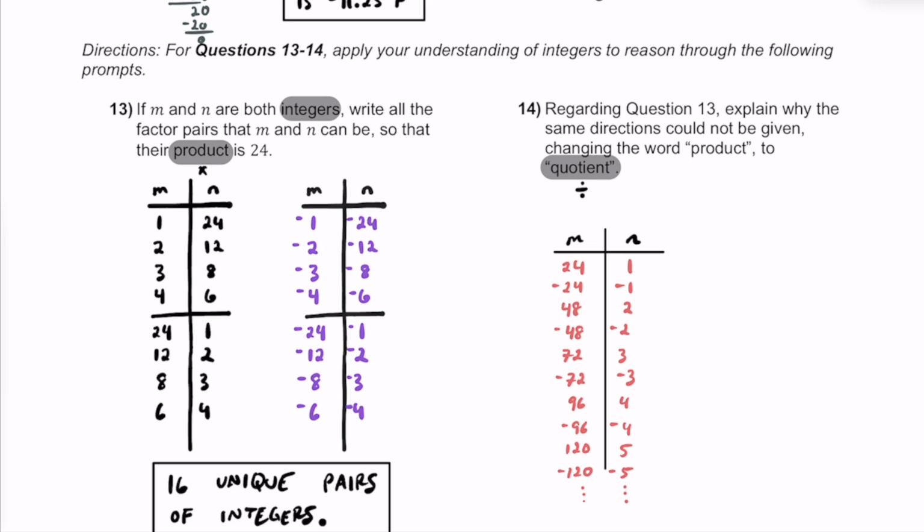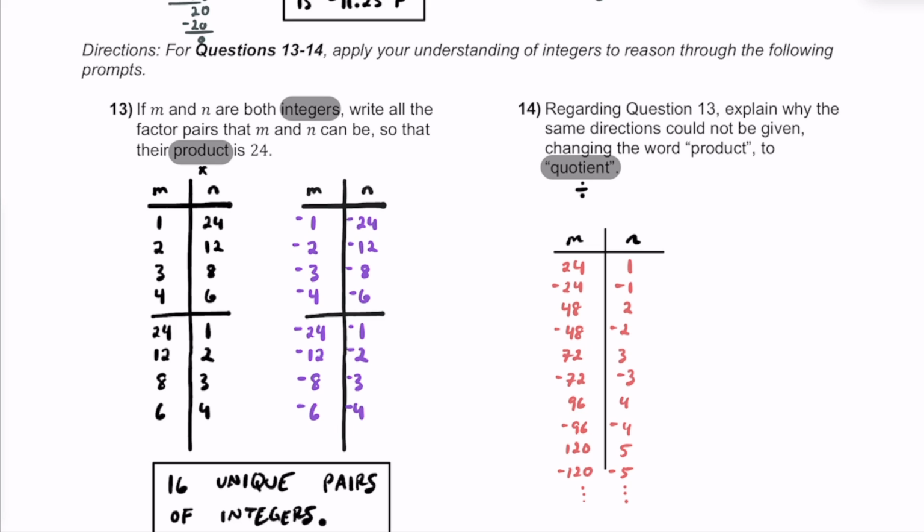If you open it up to all rational numbers like fractions and decimals, there obviously are a lot more combinations if you are allowed to use those. If you take a look here and you're finding the quotient of these numbers, there's an infinite number of pairs that we could write that will divide to get you 24. It's a little different than factors because we're really maybe exploring multiples of 24 instead, and multiples of 24 will go up infinitely or down infinitely.